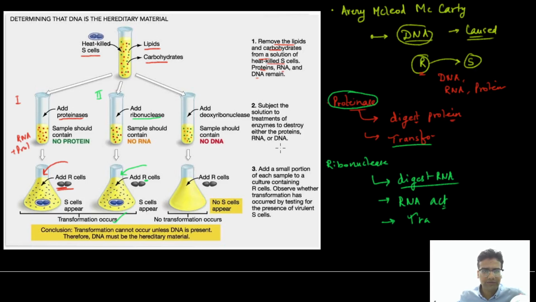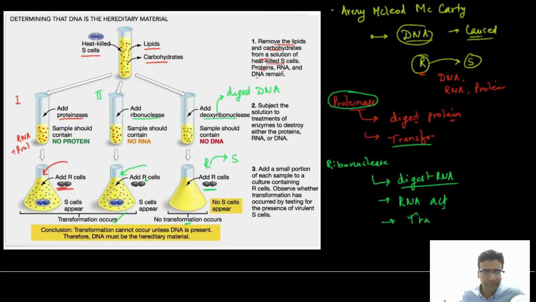In the third set of experiments, he used deoxyribonucleases. Deoxyribonucleases digest DNA. So if DNA acts as genetic material, the R form should not be able to convert itself into the S form. He continued the experiment the same way as in the previous two. He added the R form of bacteria into the solution and concluded that there was no transformation.